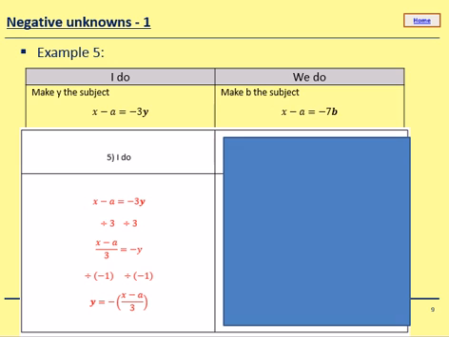So this is the last I do and we do of this little stage, where we've got x take away a equals negative 3y. And we've got to make y the subject. This time it's got negative 3 in front of it. But let's see how we deal with that.